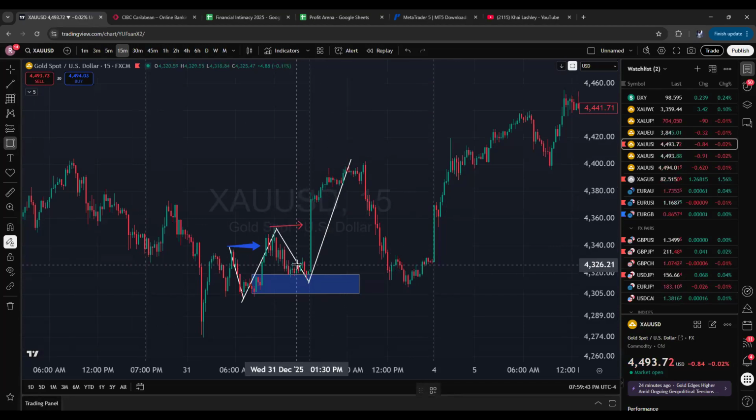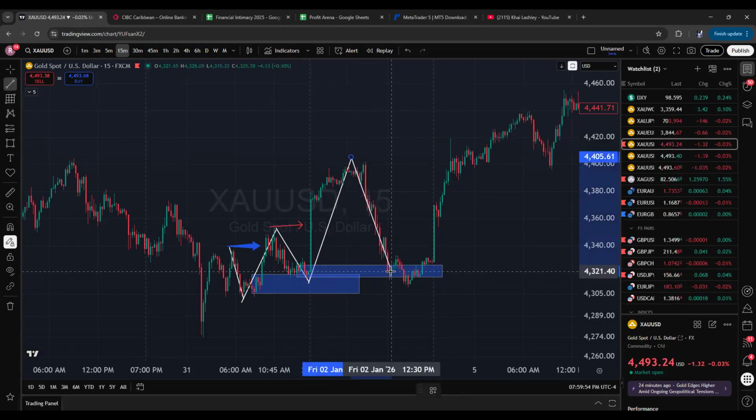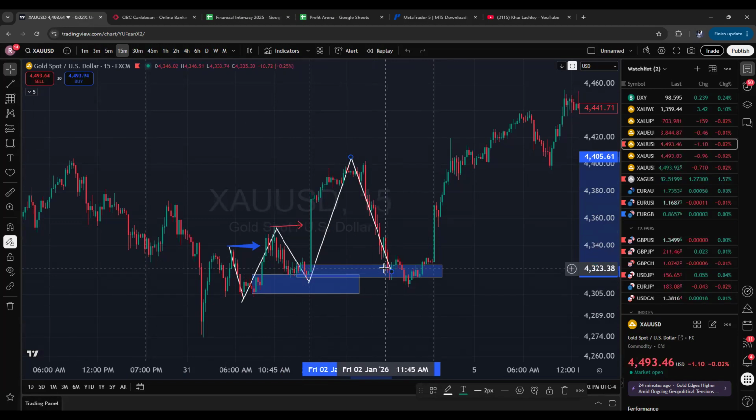Where I'm looking at here, I am looking at in here for price to come back. Boom. So you're not looking to buy unless the market comes back into that area.